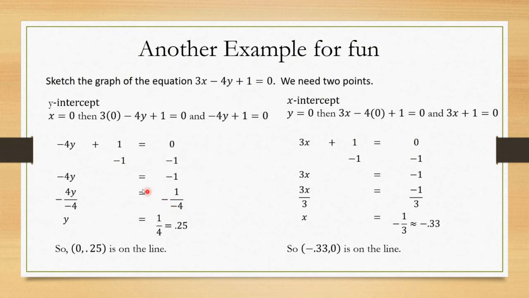So this tells us that this point, where x was 0 and y is 0.25, is on this line. And also it tells you that the graph crosses the y-axis at this point. So 0.25 is the y-intercept.